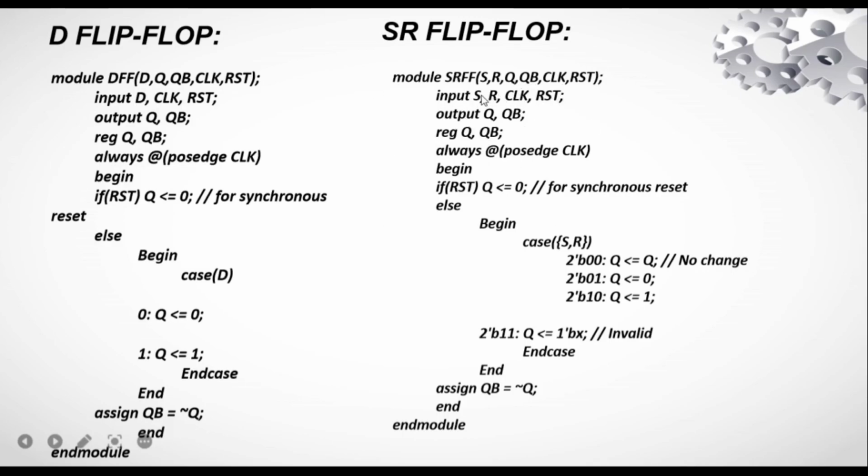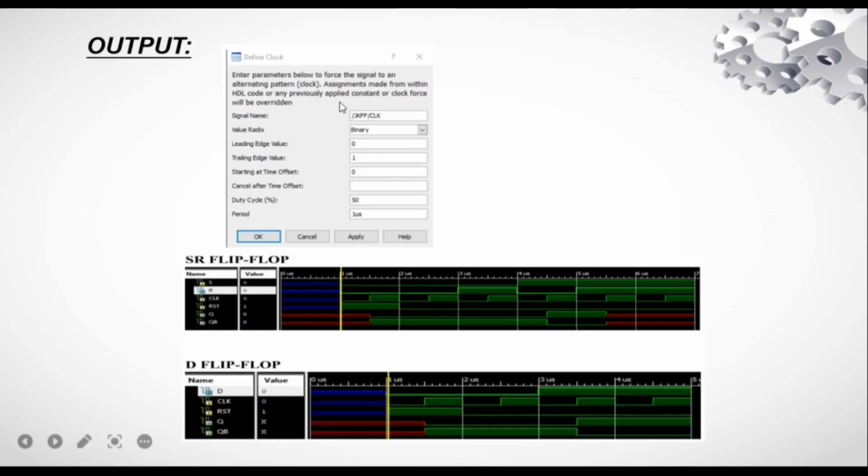And for SR flip-flop, here's the Verilog code. We have four inputs, that is set, reset, clock and reset. Output is Q and QB. And then if reset, Q is less than or equal to 0. We have three cases over here, as you can see, and here's the output for SR flip-flop and D flip-flop.